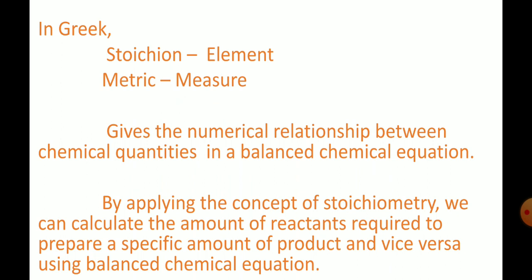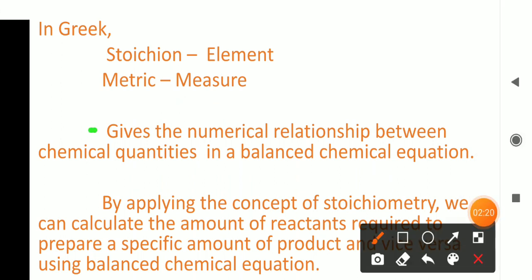Okay. So now come here. This is the definition of stoichiometry. Stoichiometry gives the numerical relationship between chemical quantities in a balanced chemical equation. In a balanced chemical equation, the numerical relationship between the chemical quantities is given by the term stoichiometry. As I told you already, to prepare a particular amount of product, how much amount of reactants are required, such calculations can be made by stoichiometry.